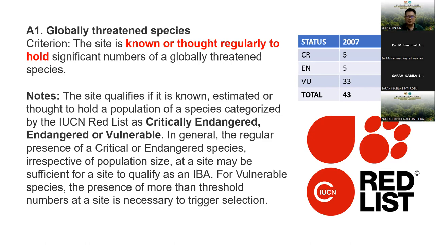So in globally threatened species, BirdLife telah menyenaraikan semua globally threatened birds, dan mereka bekerjasama dengan IUCN Red List, kan? Kita pernah dengar critically endangered, endangered, vulnerable. Semua ni adalah kategori dalam Red List. So in 2007, for IBAs in Malaysia, there are 5 sites that support critically endangered birds. Tapi in 2021 sudah melonjak pada 11 IBA sites in Malaysia.